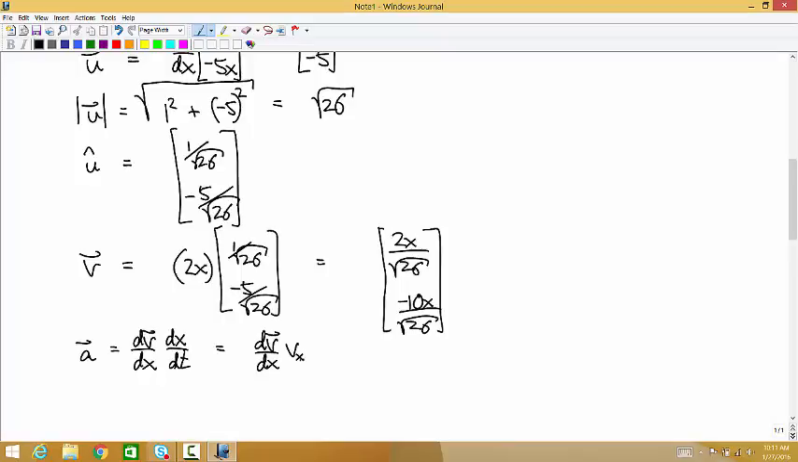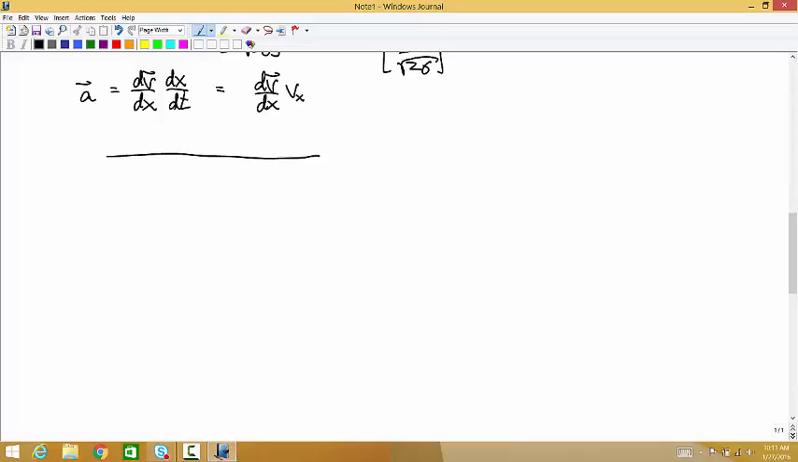Any questions about that? So if the vector was a function of y, let's say it was y, negative 5y, would the acceleration end up being dv/dy times dy/dt, so dv/dy times vy? Yeah, let's just do another one.